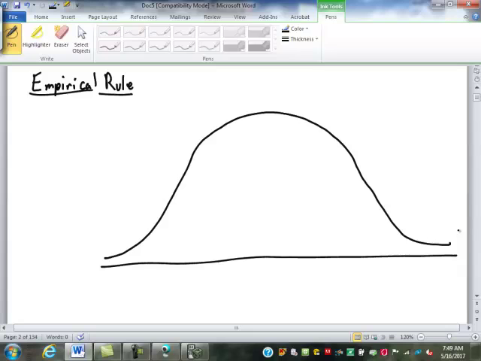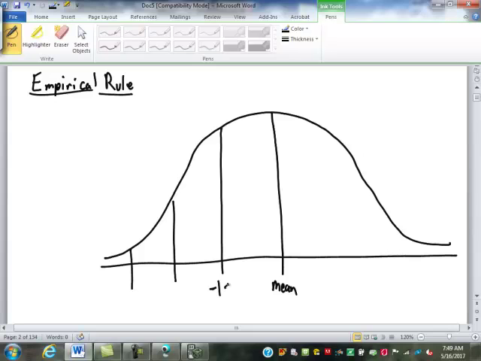Now I made this one a little wider just so I had room. At the very center is the mean, or the median, but we're going to use the mean. If we go up in steps to the left, getting smaller, we go down by a standard deviation. So this is -1 standard deviation. This is -2 standard deviations, and this is -3 standard deviations.